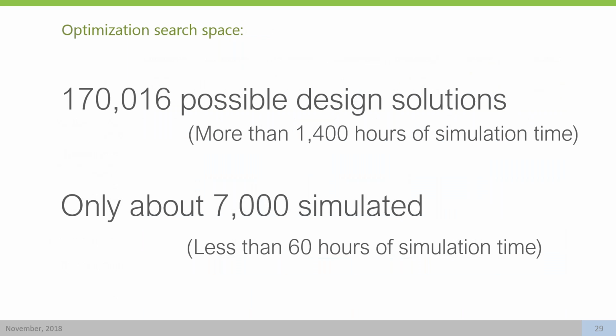Okay, as you can calculate, the optimization search space was around 170,000 solutions. The optimization module of DesignBuilder allowed us to find the optimal solutions, simulating only about 7,000. It means that if you want to find the optimal solutions by means of an exhaustive parametric analysis, simulating all the possible design solutions, you will need more than 1,400 hours of simulation time. That's more than 50 days. With the optimization method, we needed less than 60 hours of simulation time.